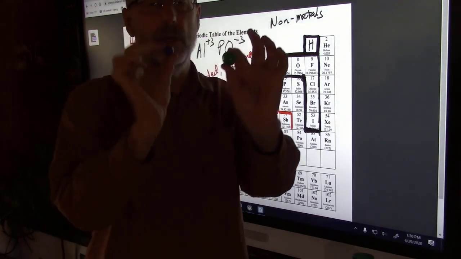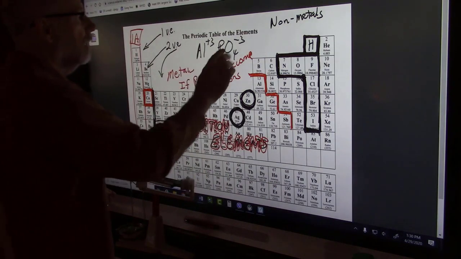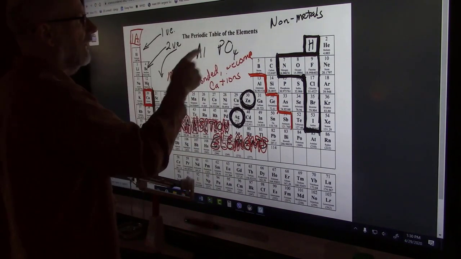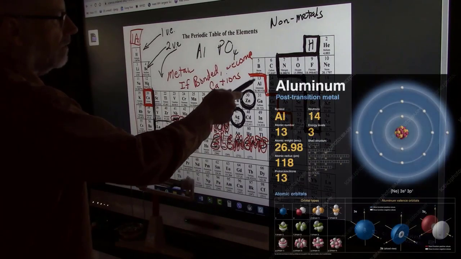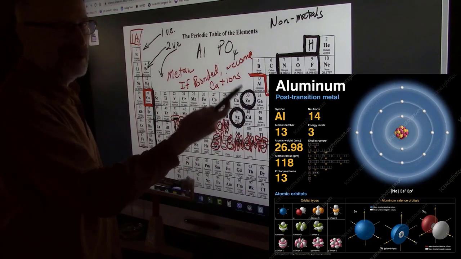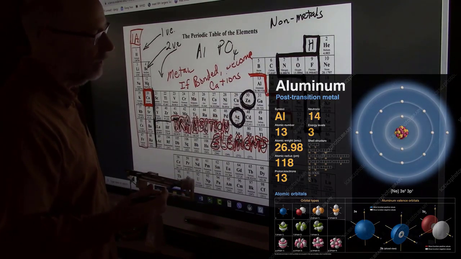Phosphate has a minus 3 charge. Plus 3, minus 3, it's a 1-to-1 ratio, so one of each of them. So you can just get rid of the 3's up there: AlPO4. Aluminum has 13 protons. It has a mass of 26.98, let's call it 27. 27 minus 13 is 14 neutrons in the nucleus.